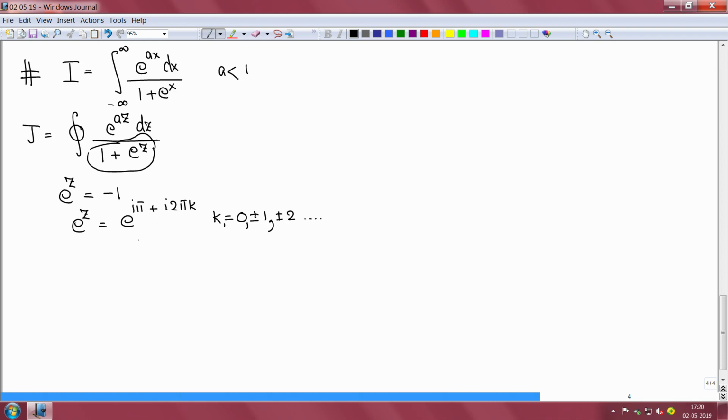So now what do we have? We have a complex plane like this, and the poles are at, let's say, i pi, thrice i pi, 5 times i pi, and again at minus i pi, minus i 3 pi, etc. So these are the poles.